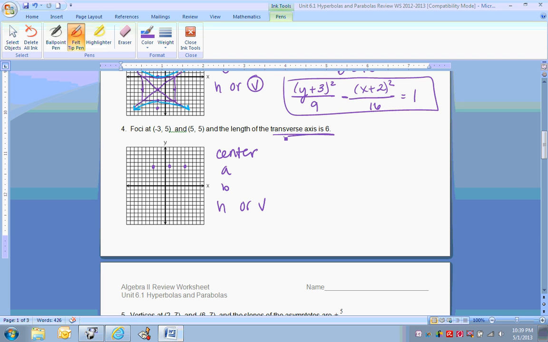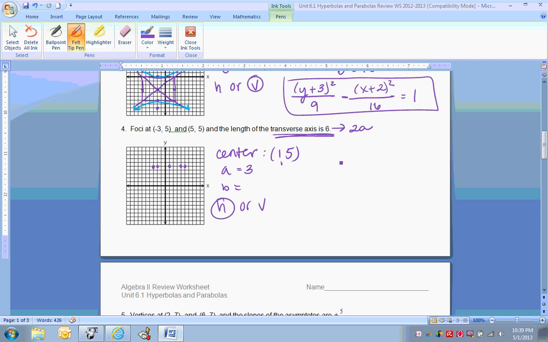And the way I find those is my transverse axis is 6. Well, my transverse axis is always 2 times the A value. So if the transverse axis is 6, my A value has to be 3. And the A value is the distance from my center to my vertices. So I'm going to go left and right 3 from my center. And my center, I already said, was at (1, 5). And since my vertices are left and right, we know it's horizontal.